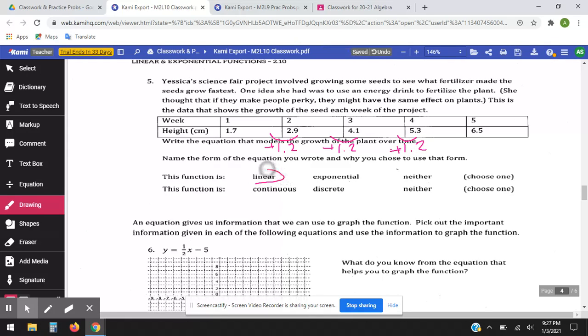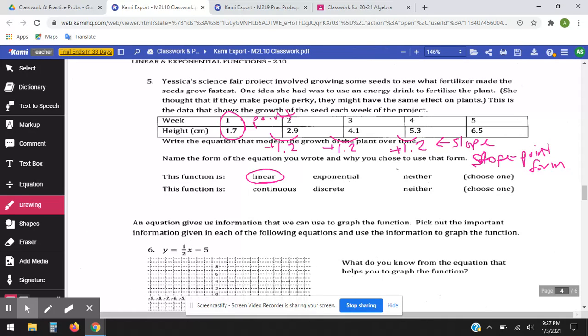So I know this one's going to be linear because it's a line there. Now, what I notice is I have a slope. So this is my slope. And I also have a point. So this is going to be slope point form.